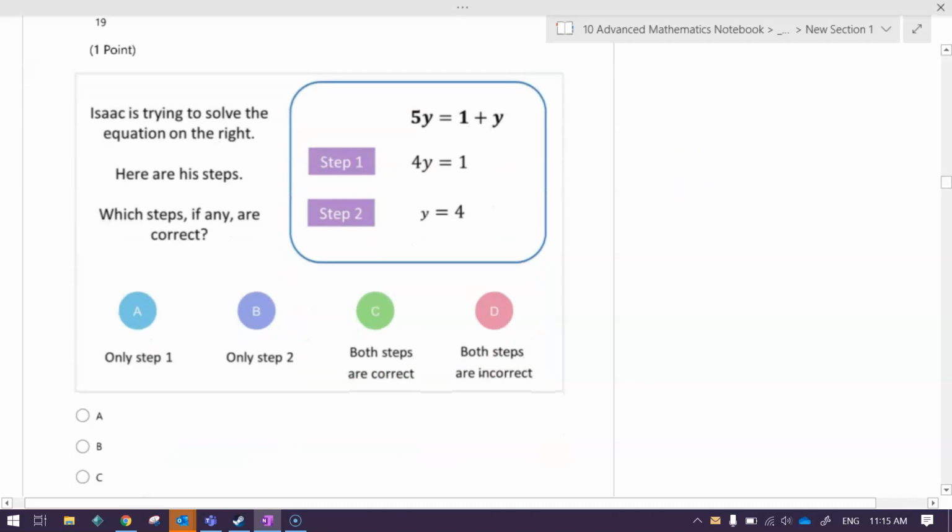Isaac is trying to solve the equation on the right. Here are his steps. Which steps, if any, are correct? Well, I would be subtracting y from each side to get my y's together. That would give me 5y minus y is 4y equals 1. Looks like the first step's correct. What do I do next to get y on its own? What's the opposite of multiplying by 4? Dividing by 4, dividing by 4. I'm expecting to have y equals 1/4. Looks like step 2 is incorrect. Which steps are correct? Only step 1.